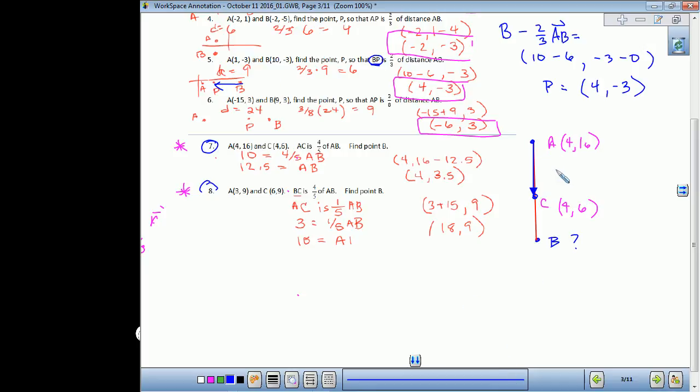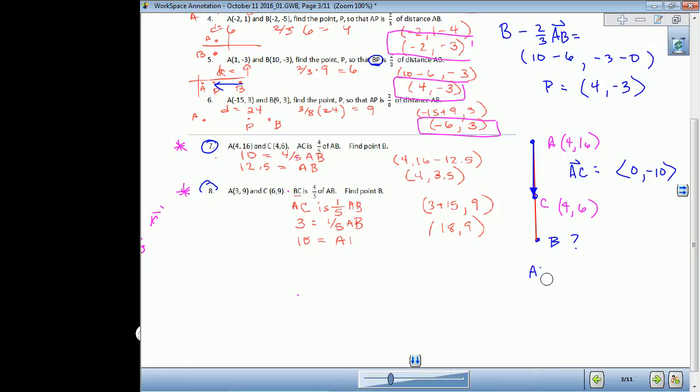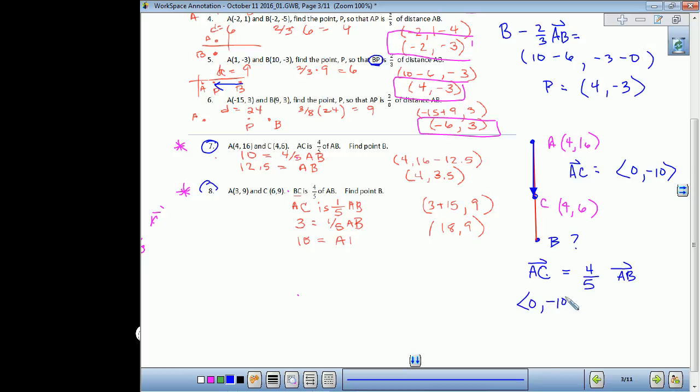So we know that vector AC is 0 from A to C, down 10. It tells us that AC is 4/5 of AB. So could I write this math sentence? Vector AC is 4/5 of AB. Is that fair? Okay. So we know vector AC is 0, -10.